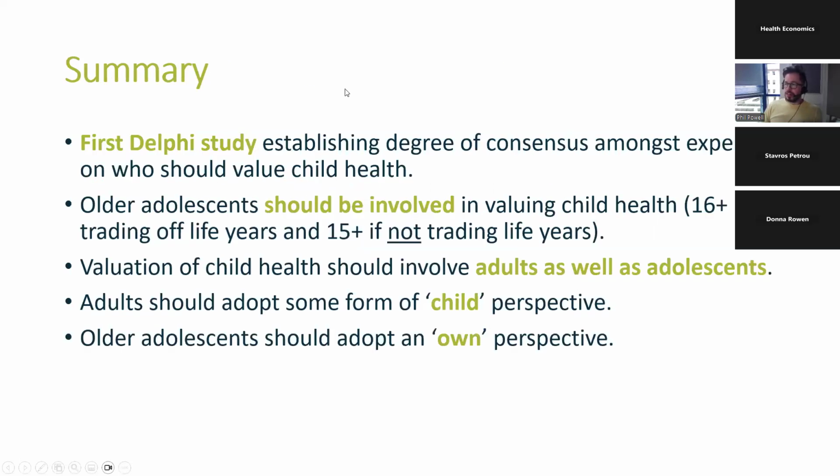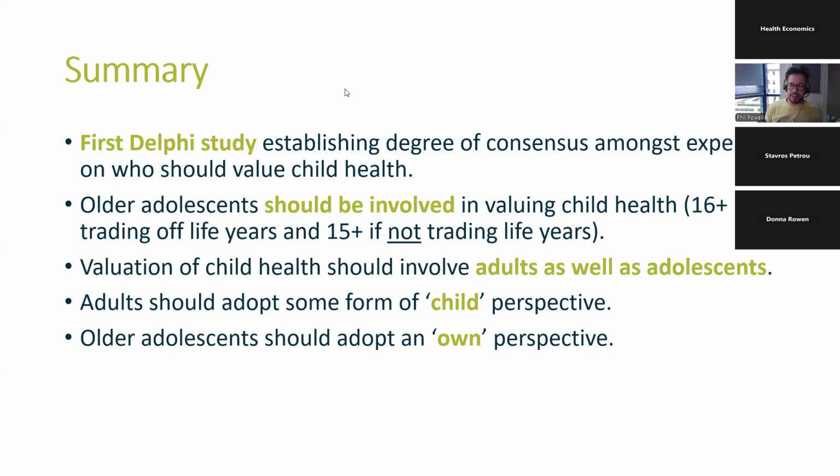Okay, so just to summarize this, and we'll go on to our last study. So this again was the first Delphi study of its kind that was looking at consensus amongst a group of experts about who should value child health. There was that sort of consensus that older adolescents should be involved, and the consensus was 16 plus if we're involved in trading off life years and thinking about hypothetical death, or 15 plus if that's not the case and the anchoring's being achieved in another way.